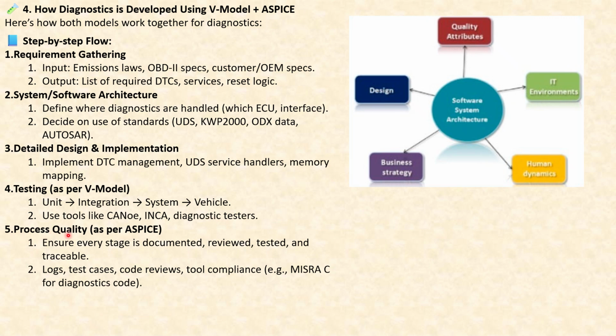Now, coming to the process quality as per ASPICE: ensure every stage is documented, reviewed, tested, and traceable. Now, it comes to logs, test cases, code reviews, tool compliance, for example, MISRA for diagnostic code. All right. So logs, test cases, code reviews, tool compliance, these are all the various test cases and code reviews which are a part of the process quality.